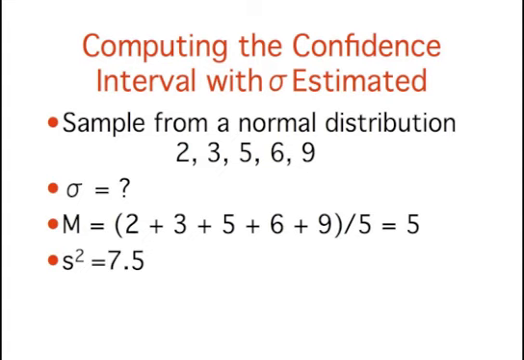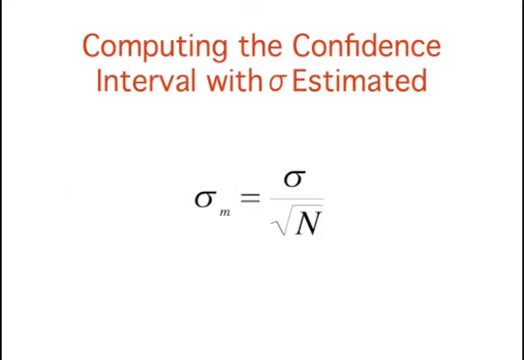The 5 numbers shown here were sampled from a normal distribution. The first steps in computing a confidence interval are to compute the sample mean and the variance. The mean equals 5, and the variance equals 7.5. The next step is to estimate the standard error of the mean. If we knew the population standard deviation, we could use the formula shown here, where sigma sub m is the standard error of the mean, and sigma is the standard deviation of the population. The standard error of the mean equals the standard deviation of the population divided by the square root of n.